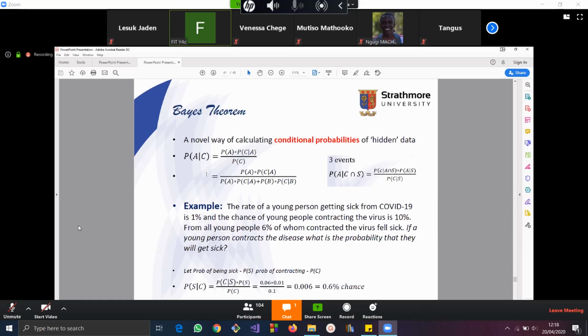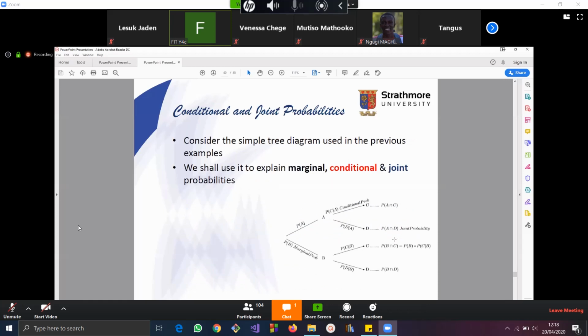So this is what you should be seeing. From the tree diagram, you can see I can easily get the probability of A, which is the marginal probability, and I can also get the conditional probability of C given that A has happened. Okay, so this is defined along this line. Probability of C given A. Now, Bayes' theorem can be used to calculate the probability of A given C.